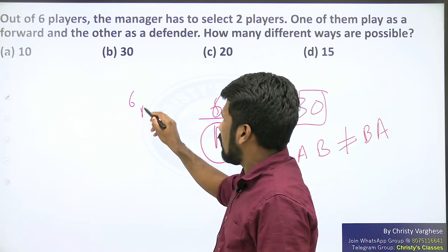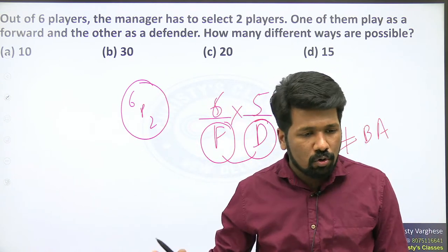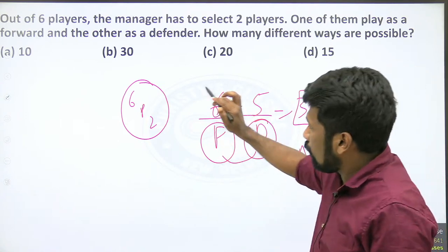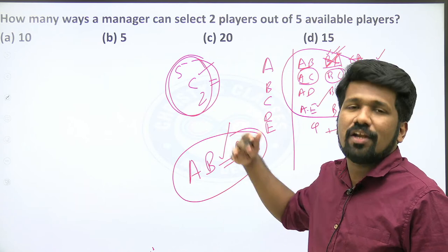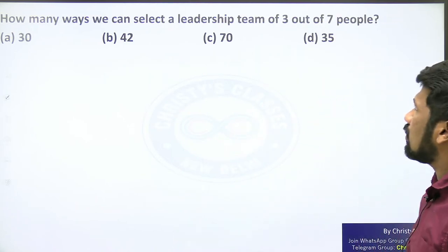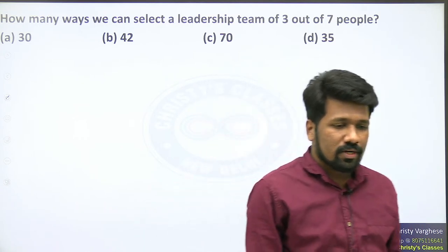This is going to be 6P2. Again, I'm saying 6P2, which I haven't defined yet. Those of you who don't know permutation, don't worry. Those of you who know permutation and combination, I was just giving a trailer of when to use permutation and combination. We are going to discuss that in detail. So can you try this then? Try this.